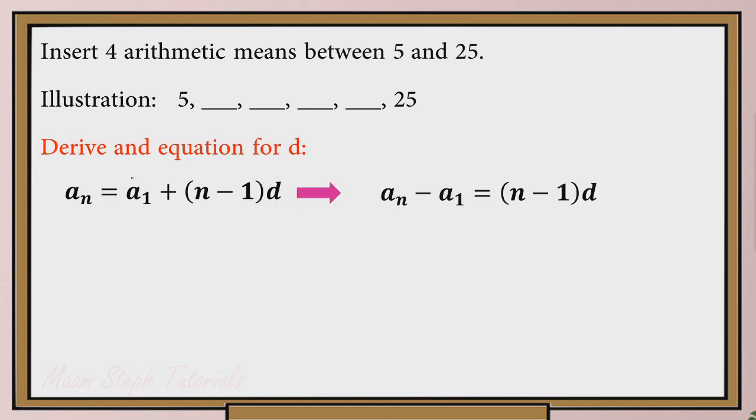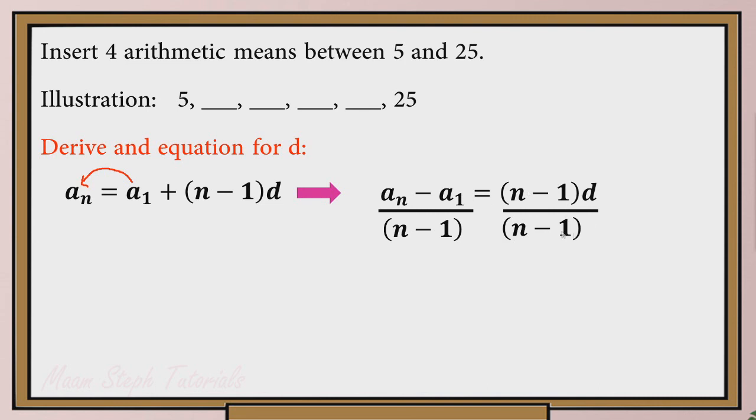So, ang nangyari dito is we just transferred a1 to the other side. So, we have an minus a1 equals n minus 1 d. And then, to get an equation for d, we need to get rid of n minus 1. So, kailangan mawala to dito, katabi ni d. So, we will just divide both sides with n minus 1.